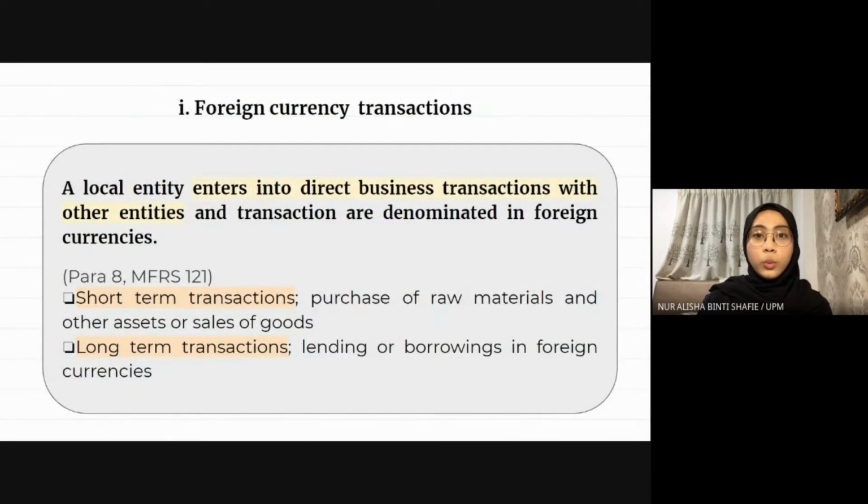According to MFRS 121 Para 8, foreign currency transactions is when a local entity enters into direct business transactions with another entity and the transactions are denominated in foreign currency. There are two types of transaction. The first is short-term transaction and the second is long-term transaction. Examples of short-term transactions are purchase of raw material and other assets or sales of goods. Examples of long-term transactions are lending or borrowing in foreign currency.